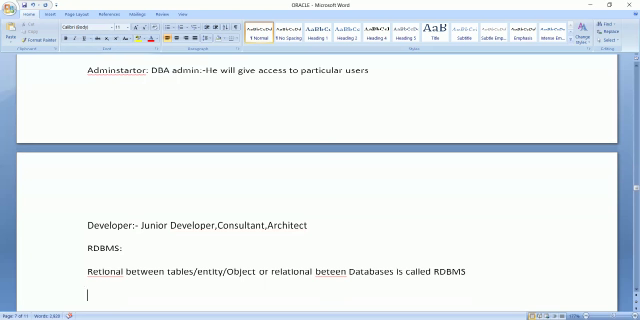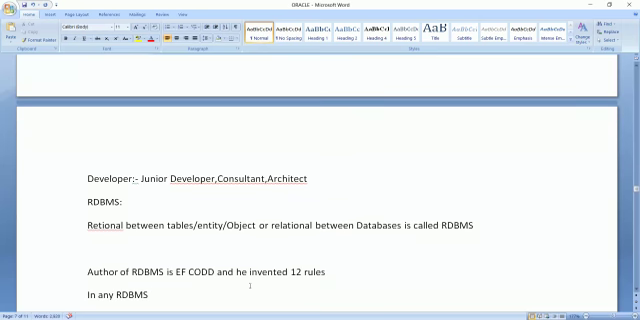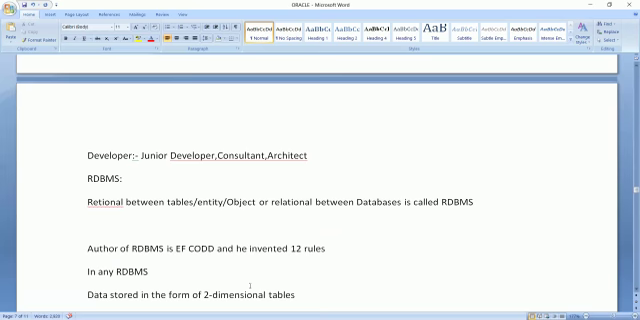I already told you yesterday what RDBMS is. RDBMS especially means if we have a relationship between the databases or tables, it is called RDBMS. I already explained with employee having a relationship with the department, right? In that way, RDBMS is nothing but services which have some interrelation. The author of RDBMS is EF Codd, and he gave 12 rules for that. All the 12 rules are written in this way.